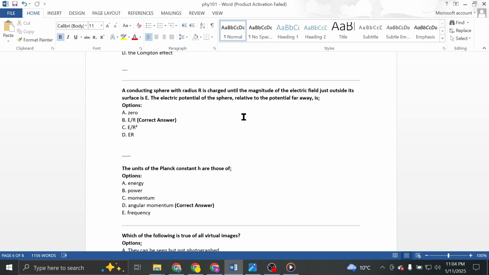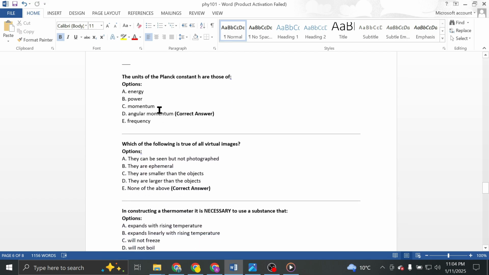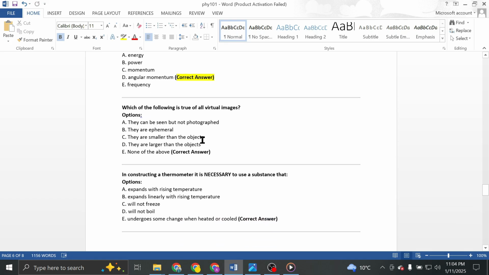D. E r. The units of the Planck constant h are those of options: A. Energy. B. Power. C. Momentum. D. Angular momentum. Correct answer. E. Frequency.